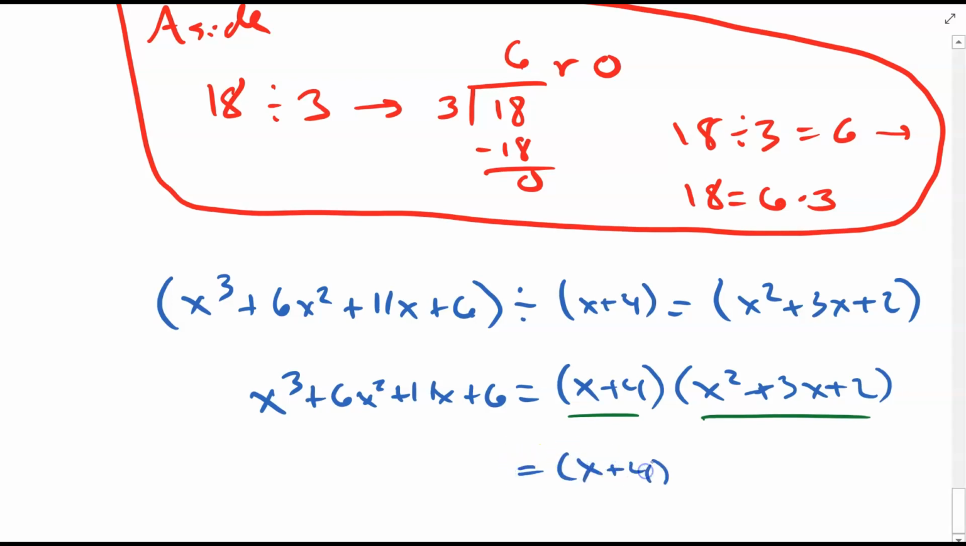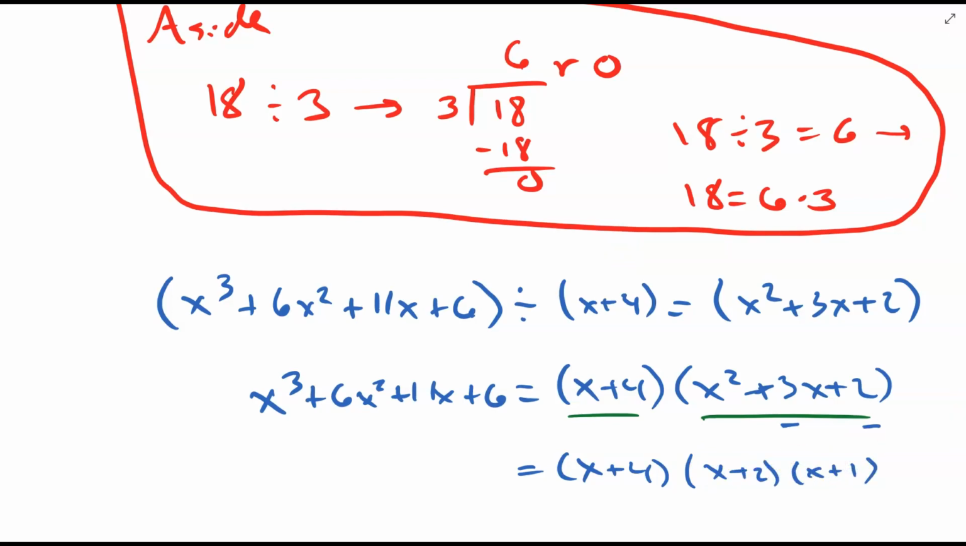x squared plus 3x plus 2. Two numbers that multiply to give me 2 and add to give me 3 are 2 and 1. So my factors would be x plus 2 and x plus 1.